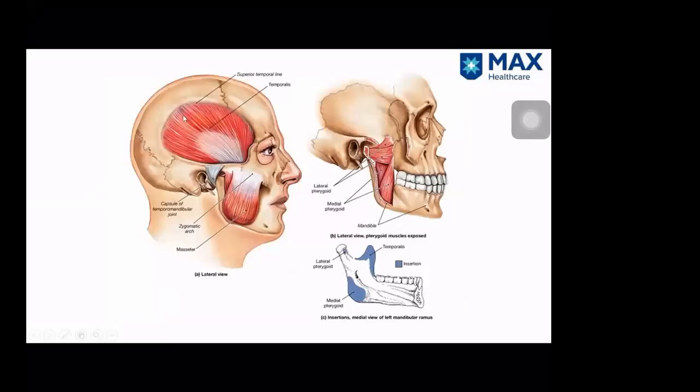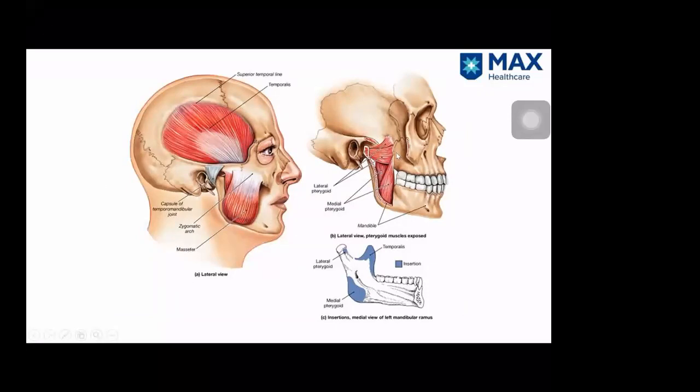Talking about muscular attachments, so this is the temporalis muscle. It is coming and getting attached over the coronoid process. Here is the joint, the capsule of the temporomandibular joint. This is the masseter muscle. It is starting from the zygoma and getting attached over the angle of the mandible.